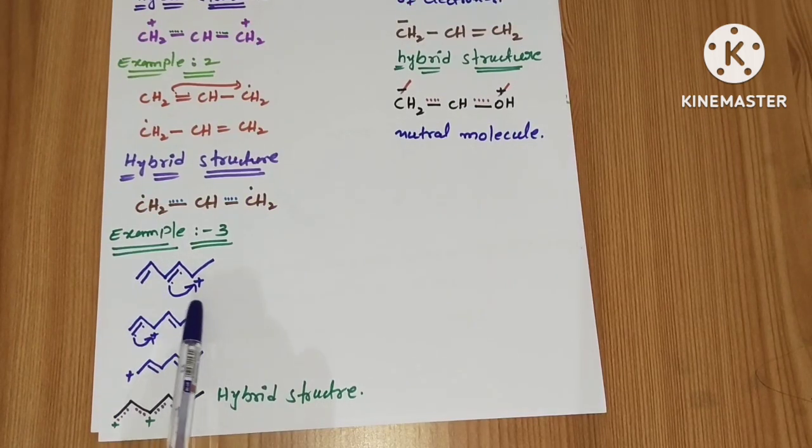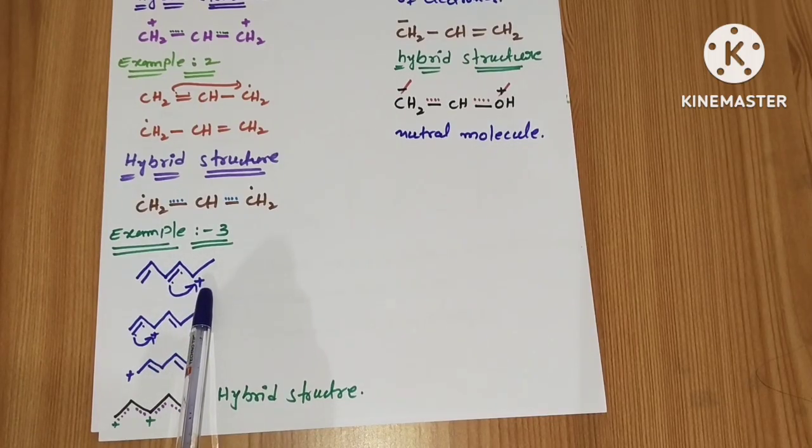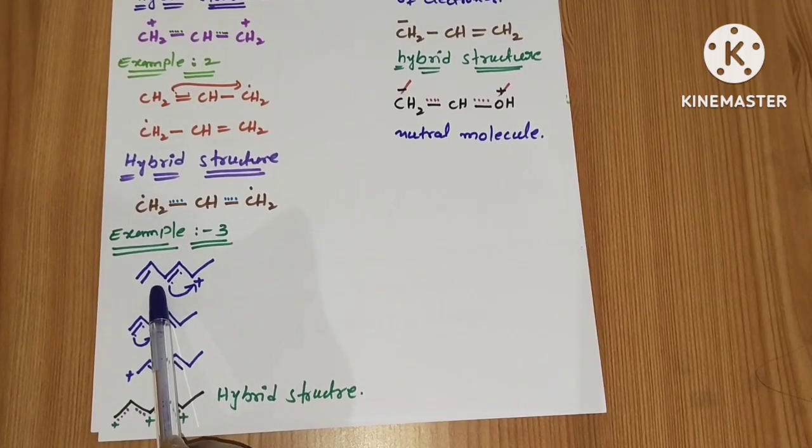Thirdly, consider this structure. This positive sign means that it needs electrons. There are pi electrons present in this pi bond. Pi electrons will shift here to this carbon. I get this structure. Electrons are lost by the third carbon, so positive charge appears on the third carbon.